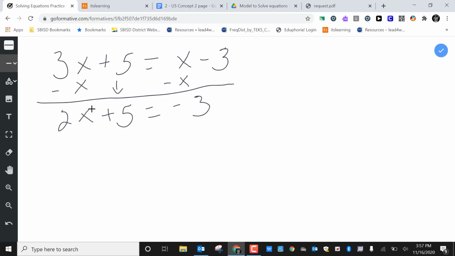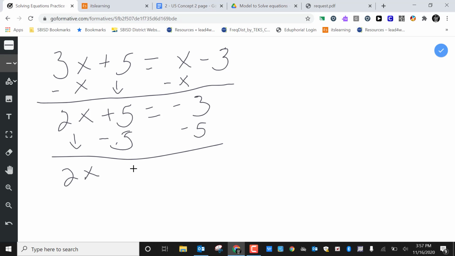So my x's are on the left side. That means I want my constants on the right. So I need to move this positive 5. The opposite of 5 is negative 5. Whatever you do to one side, you have to do to the other. Now I'm going to simplify. So I have to bring down my 2x.